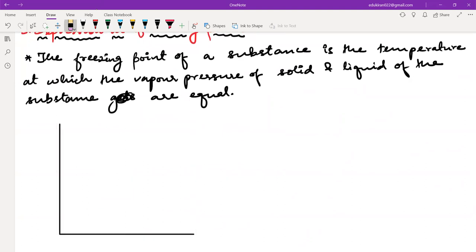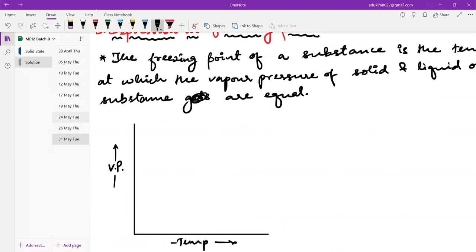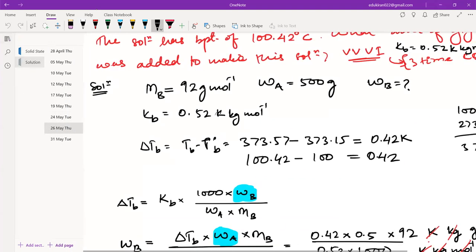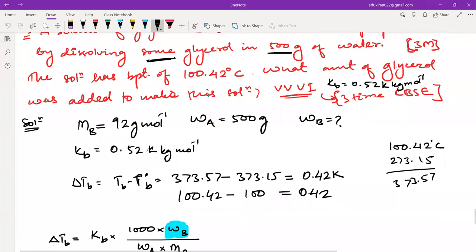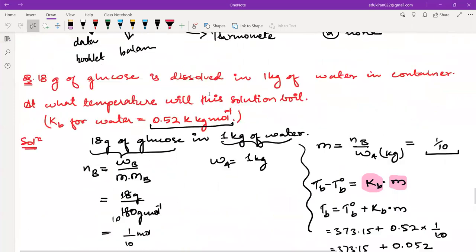Okay, so in this plot, we will be having vapor pressure in the y-axis, and we will be having the temperature in the x-axis, temperature here. Okay. Let me just go back to the elevation in boiling point graph. Okay.